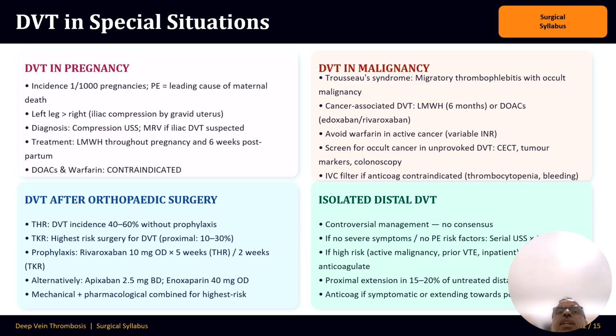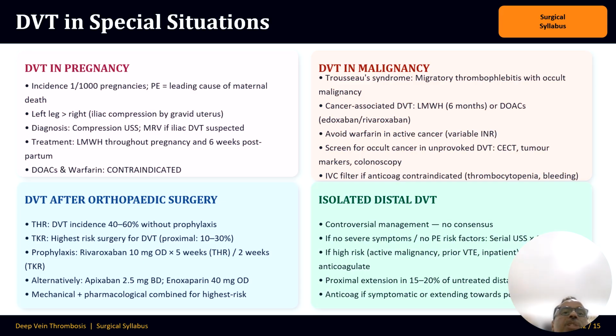DVT in malignancy, Trousseau syndrome, migratory thrombophlebitis with occult malignancy can be seen. Cancer associated or malignant associated DVT, generally give low molecular weight heparin for 6 months, or DOAC can also be given. Avoid warfarin in active malignancies. IVC filter can be used if anticoagulation is contraindicated.